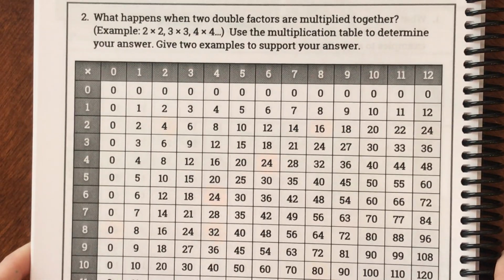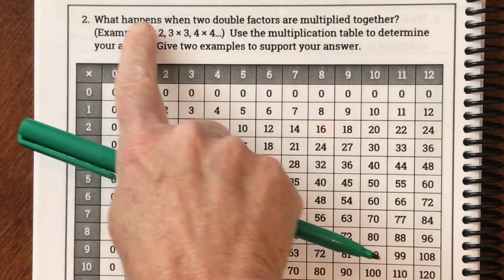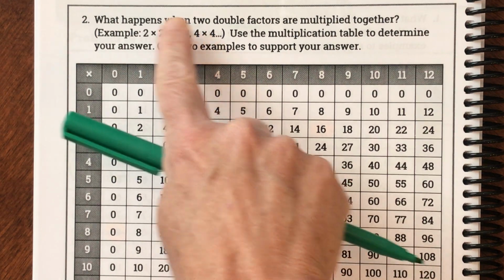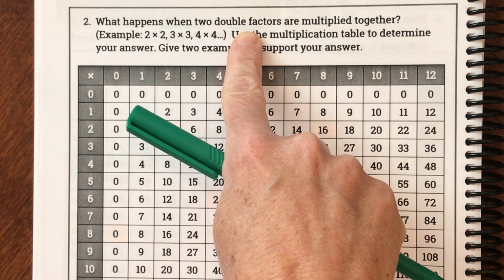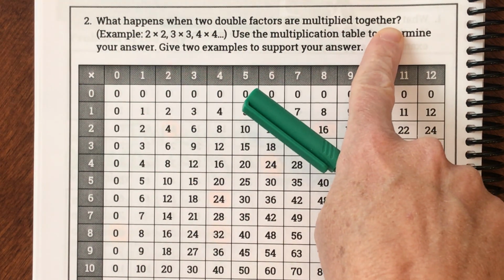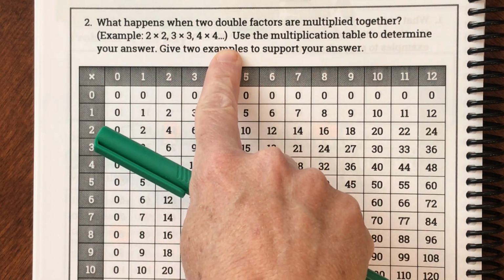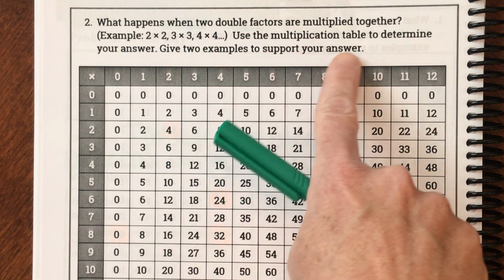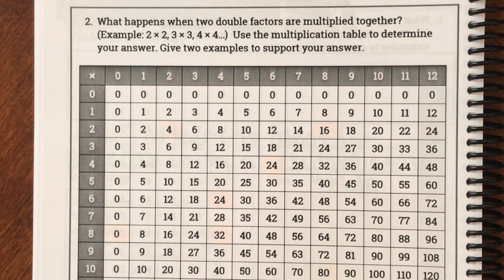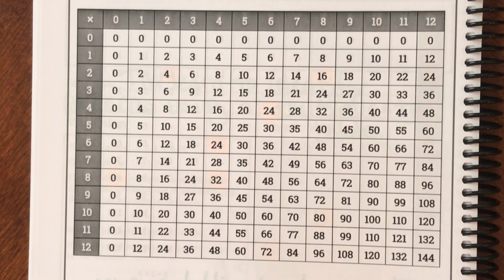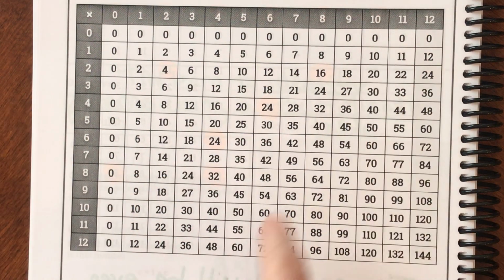Here's our next one. It says, what happens when 2 double factors are multiplied together? Example, 2 times 2, 3 times 3, 4 times 4. Use a multiplication table to determine your answer. Okay, so this one we're going to have to do a little bit different because they want doubles. So I don't know if I'm going to necessarily highlight these. I'm just going to highlight the answers. So what happens when we do doubles?